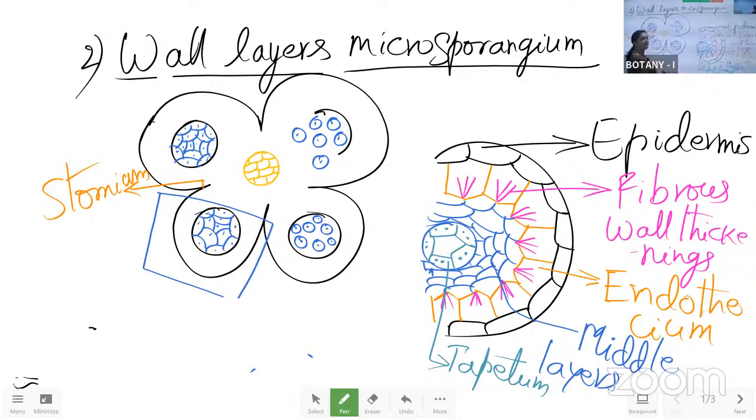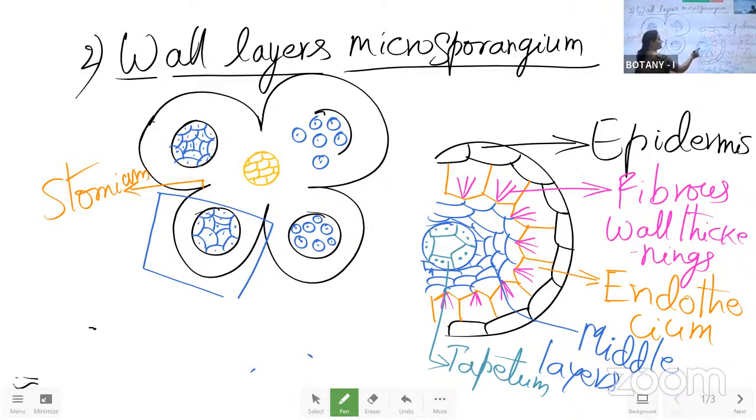The last wall layer for the microsporangium is called the tapetum. This tapetum has 2 nuclei in it, binucleated cells. It's not multinucleated. In some materials, they have given the tapetal cells as multinucleated, but multi means more than 2. Here, a number specification is there for the tapetal cells. Remember, only 2 nuclei are present in the tapetal cells.